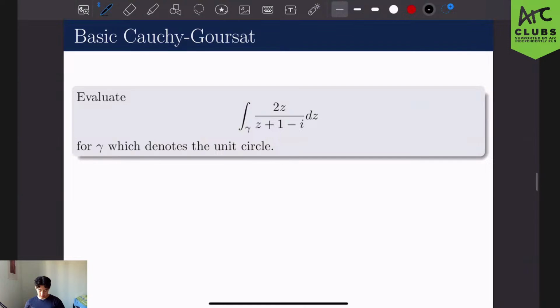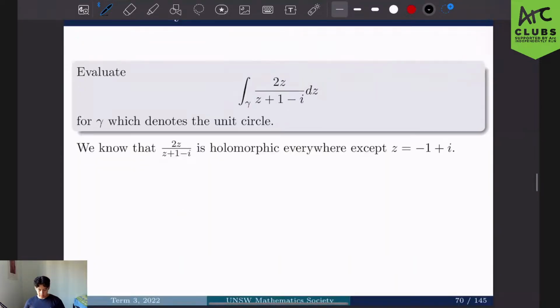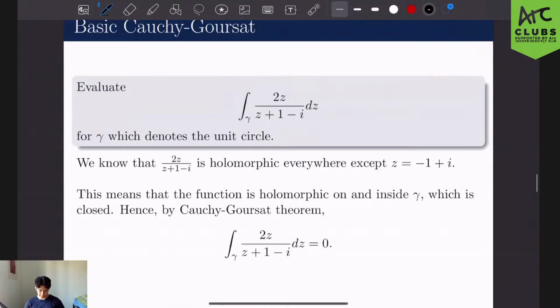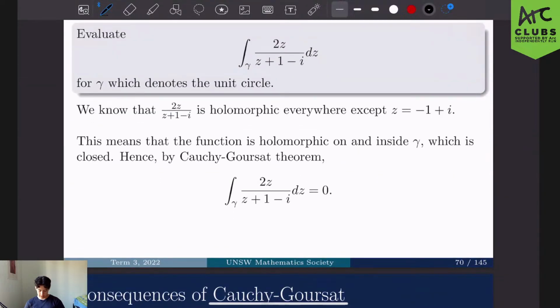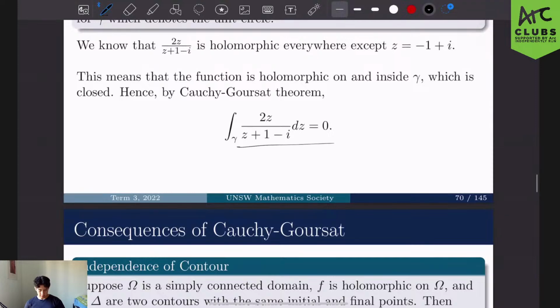So we've got a basic example here where gamma is the unit circle. The function is holomorphic everywhere apart from this point here, but this point is outside of the unit circle, which means we can apply the Cauchy-Goursat. So by Cauchy-Goursat, because it's holomorphic on and inside, the integral just evaluates to 0. So it's pretty simple.